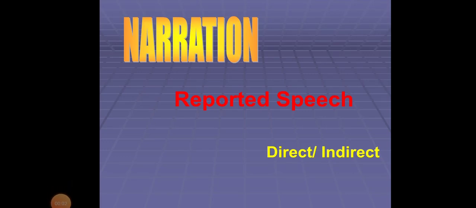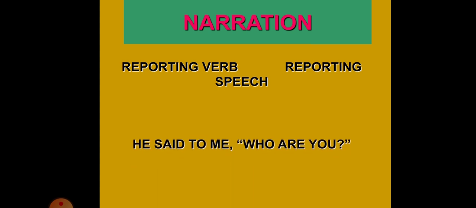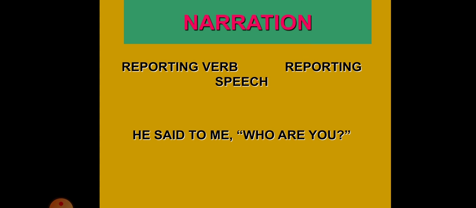Hello, today we'll study narration, which is also known as reported speech. It can also be called direct and indirect speech. In the narration, we have reporting verb and reported speech. When you look at the sentence, he said to me, "Who are you?" Here, reporting verb is "he said to me," and the reported speech is "who are you," which is in inverted commas. It can be changed into indirect speech as he asked me who I was.